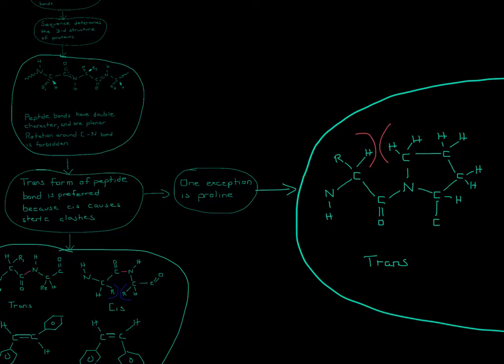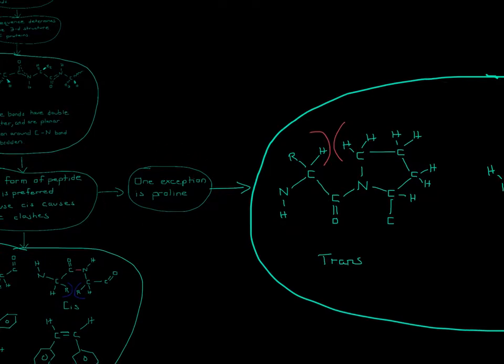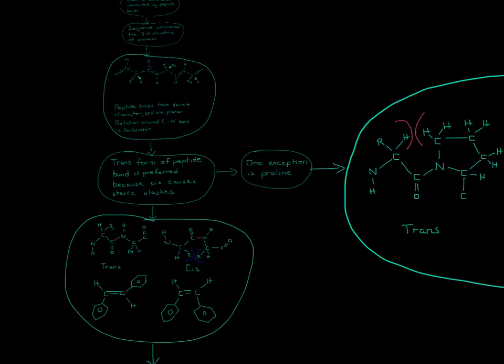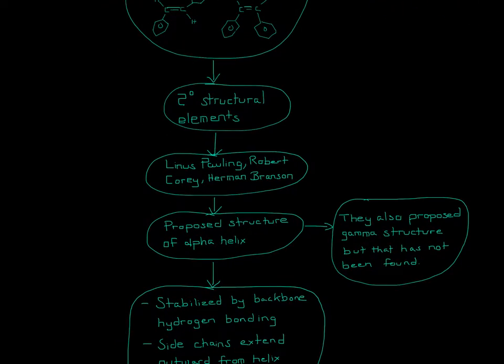But there is one exception, and that's proline. Why is that? If you remember, proline is the ring amino acid, and so when you have the peptide bond, you have steric clashes in the trans form over here, but you also have steric clashes in the cis form over here. Therefore, the trans form isn't necessarily preferred in the case of proline, and so that's the one exception to this trans form preference.